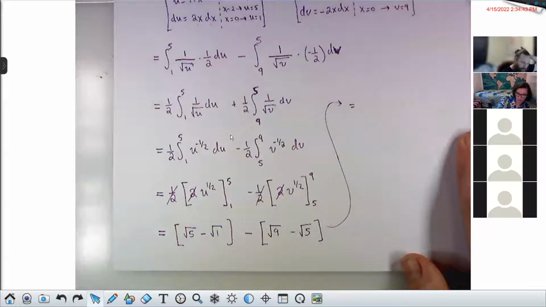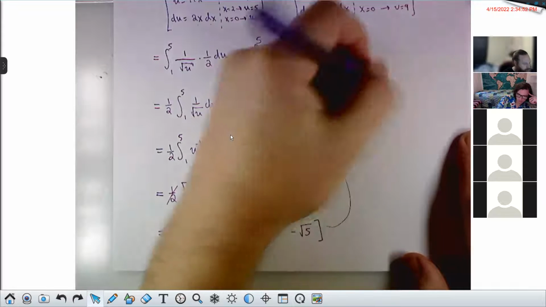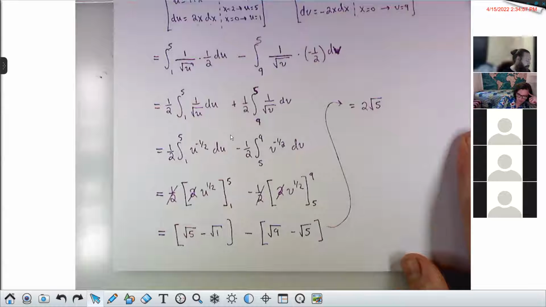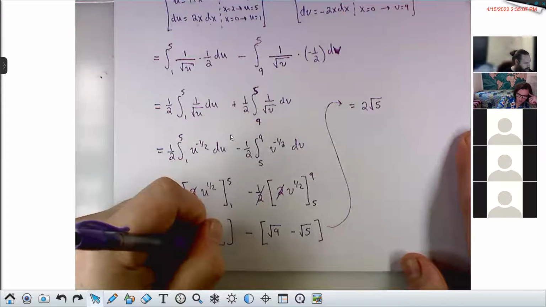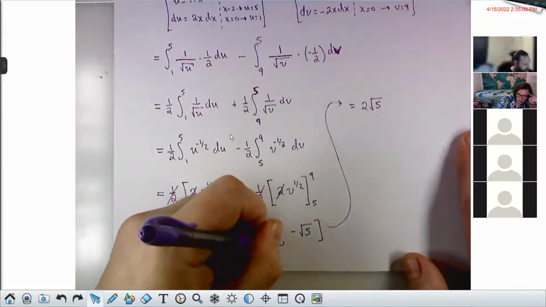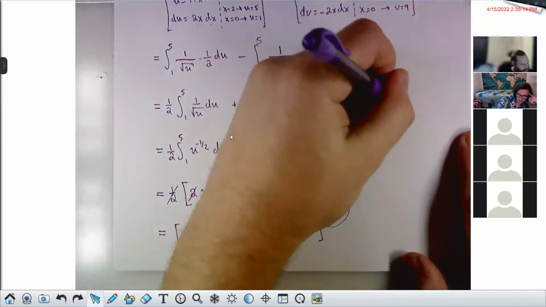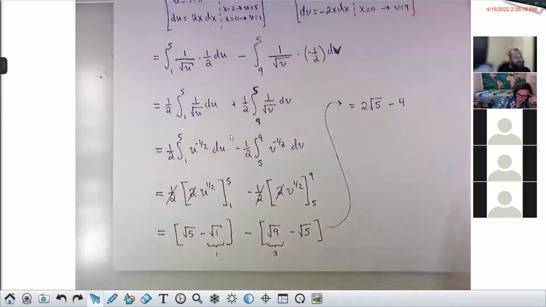If I take this up here and distribute the negative sign, of course, the square root of 1 is 1. I'll have a root 5 here, and then minus negative root 5. That's root 5 plus root 5, or 2 square roots of 5. The square root of 9 is 3, and the square root of 1 is 1, so I've got minus 1, minus 3. So let's annotate here a little bit. So negative 1 minus 3 is minus 4. And that's it.